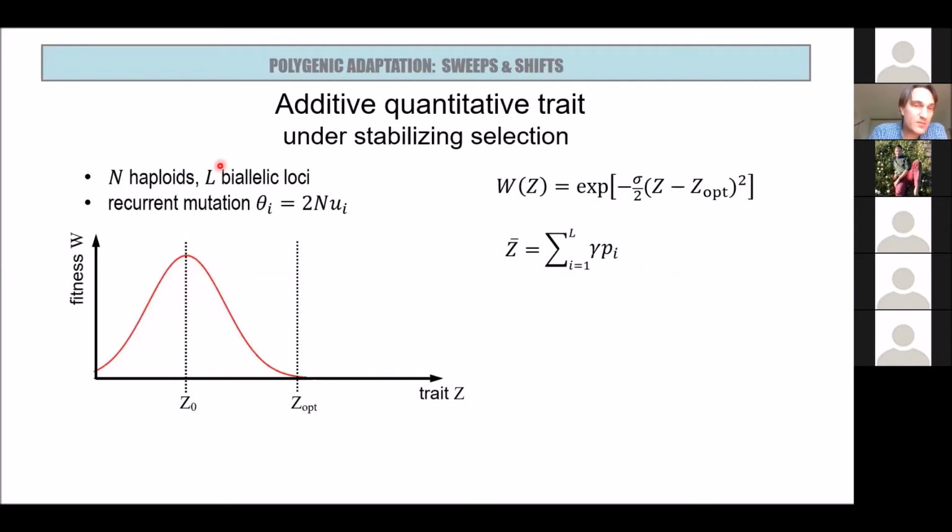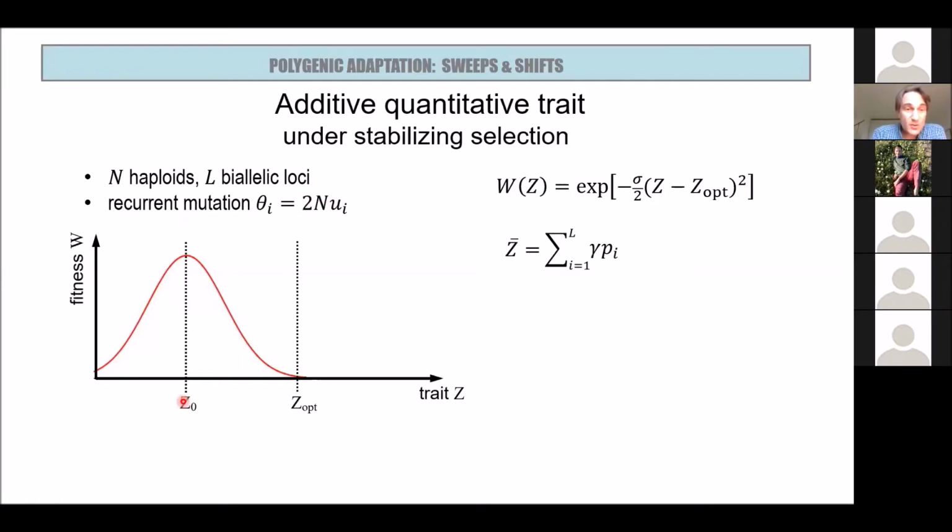We look at n haploids to keep it simple. We have L biallelic loci here, and we have a recurrent mutation rate at all these loci, that is given by these population mutation parameters.